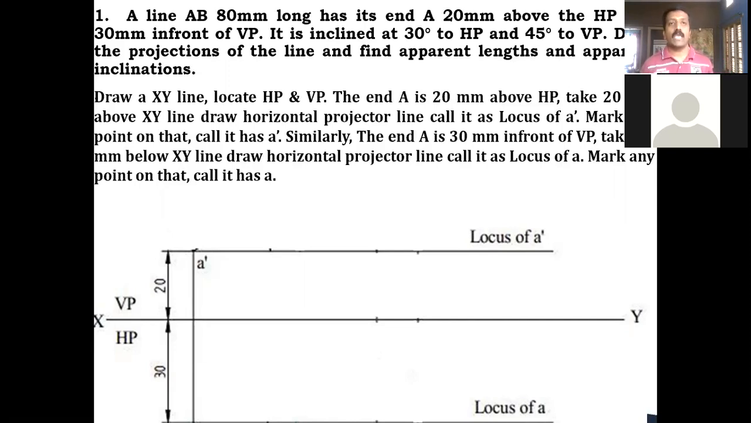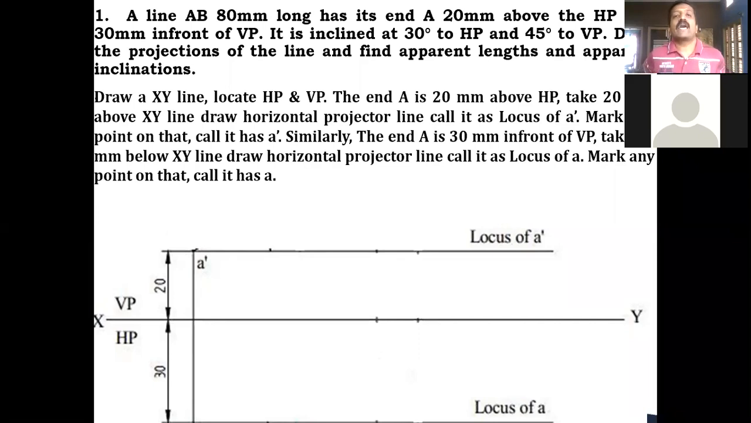Let me read once again and list out all the data. A line AB 80 millimeter long is said. That means this is the actual length of the line, the true length equal to 80 millimeter. You can write it on the right side. Next, end A is 20 millimeter above HP and 30 millimeter in front of VP. This is the lower end A. This information with respect to the lower end is given. That is a fixed end that we cannot change.